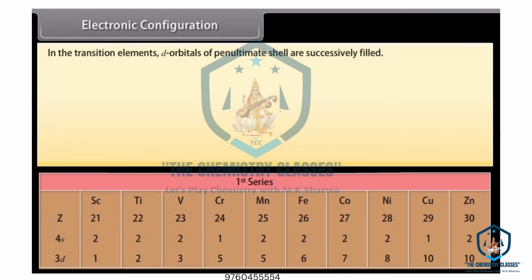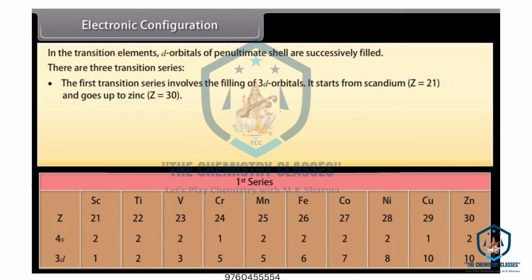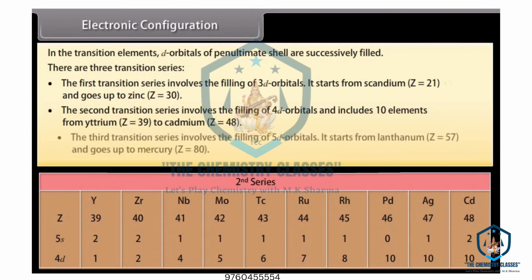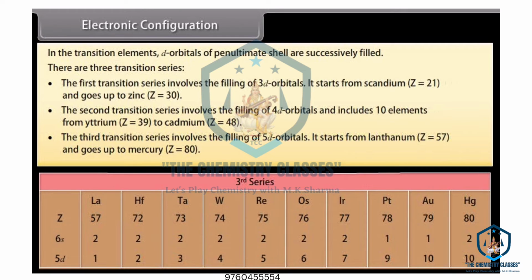Electronic configuration. In the transition elements, d orbitals of the penultimate shell are successively filled. There are 3 transition series. The first transition series involves the filling of 3d orbitals. It starts from scandium and goes up to zinc. The second transition series involves the filling of 4d orbitals and includes 10 elements from yttrium to cadmium. The third transition series involves the filling of 5d orbitals. It starts from lanthanum and goes up to mercury.